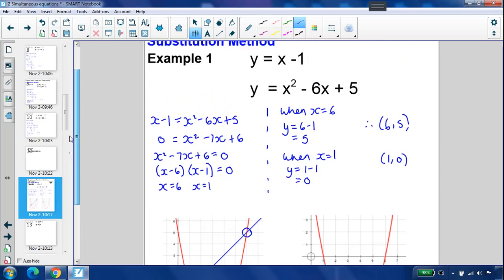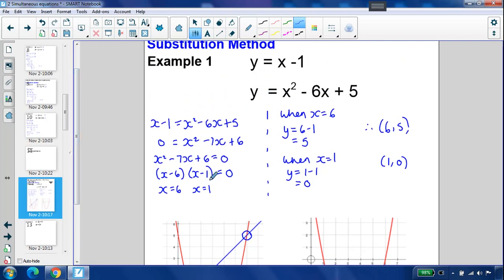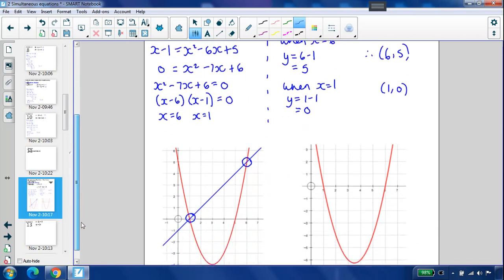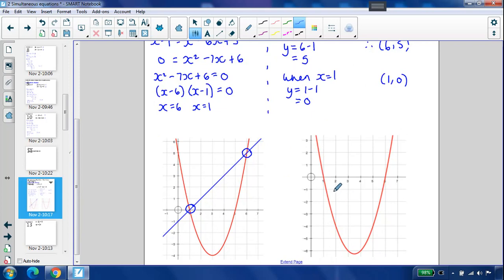Now the process of substitution, we actually get another quadratic here, and the other quadratic is drawn over here. And you can see the roots. We have x is equal to 1 and x is equal to 6, and that's what we got over here. Now we have two distinct roots, and we had two intersections. We're going to see this in a bit more detail later, how we can link simultaneous equations to the discriminant and use that to help us with some questions.